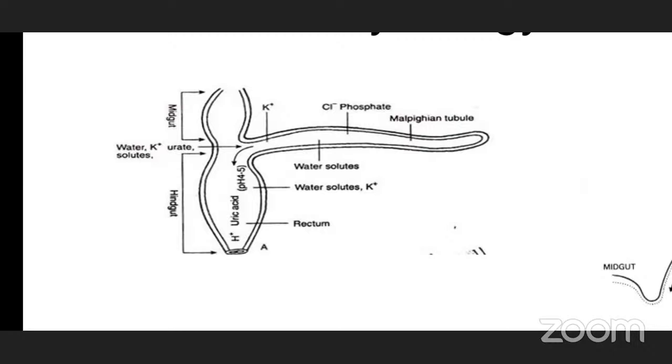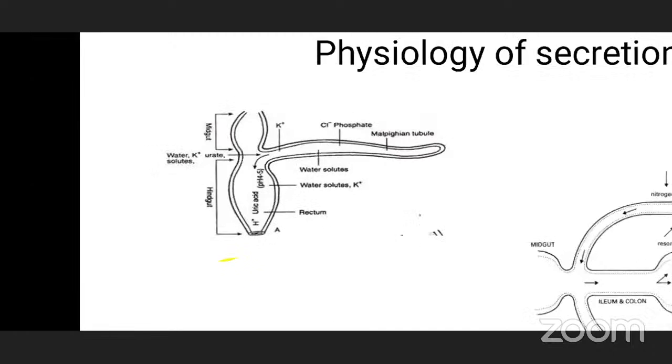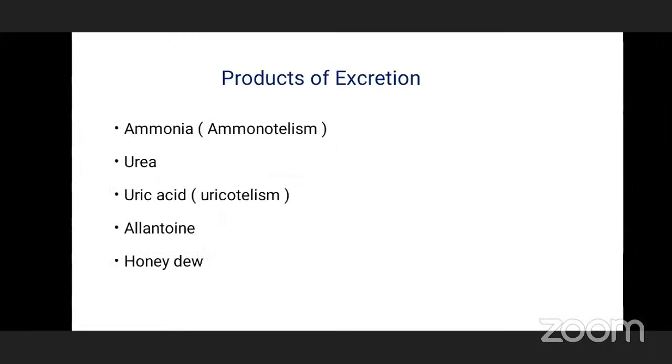In insects, K plus and chlorides are the dominant ions present. The main products of excretion are ammonia, urea, uric acid, and rarely amino acids and also allantoin. If you take ammonia, the process of elimination of ammonia is known as ammonotelism. This is mainly seen in aquatic insects, which use more water to flush out the waste material.